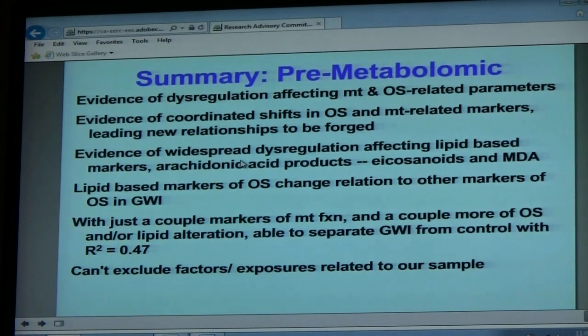Also, we found that with just a couple of markers related to mitochondrial function, these Krebs cycle intermediates, and a couple more related to either oxidative stress and/or lipid alterations, we were able to separate Gulf War illness patients from controls with fairly good discrimination. But of course, it's not possible at this point to exclude factors or exposures that might have been somewhat differential in our single geographic site sample.